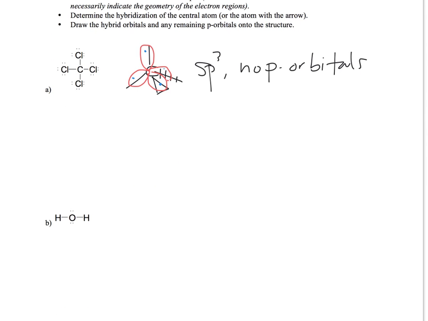If we look now at water, we can look at the central atom of water, which is oxygen. We see that it has 4 regions of electron density around it, 2 bonds and 2 lone pairs. So if we sketch its geometry, we can say there's going to be a lone pair and 2 bonds to the hydrogens, right? So that's a sketch of its geometry.